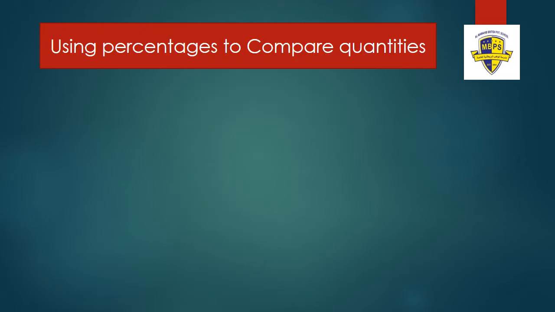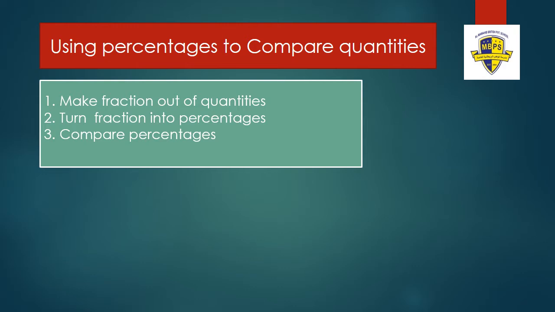Now let's discover how to use percentages to compare quantities. There are a few steps to use it. Yes. First, make a fraction out of the quantities. Second, turn the fraction into a percentage. Third, compare the percentages. Let's take examples.